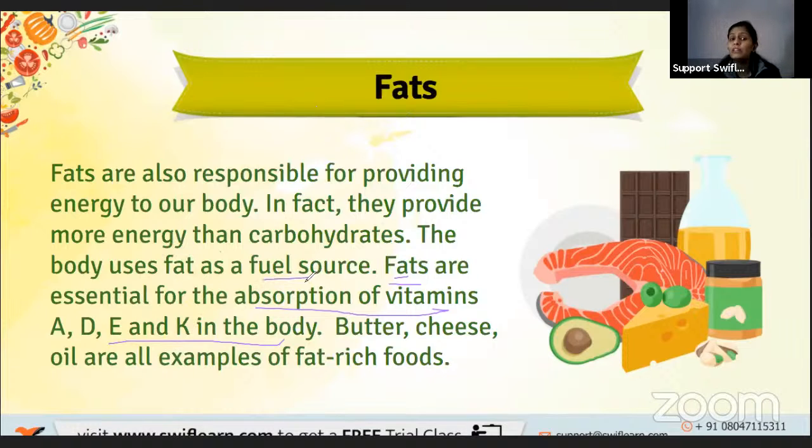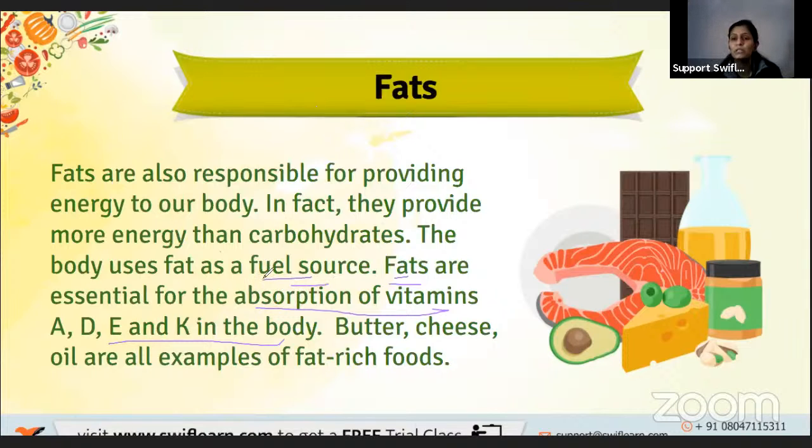Now, why do we call the fats a fuel source? There is a reserve in your vehicle. When the fuel is finished, that reserve helps you to drive the vehicle some distance. Just like that, carbohydrates are giving you instant energy, and when the source of carbohydrates is finished, that extra is removed out of your body. And the nutrient that is then giving energy to your body is your fats. That is why they are acting as a fuel source.